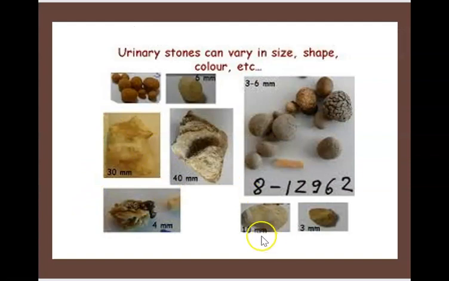So here's a couple different pictures of different types of stones, and you can see they're all different shapes and sizes and even colors. So about 70% of these are going to be made from calcium, and that can be from high amounts of calcium due to diet or disease. Uric acid is going to be about 5 to 10% of those, and that's going to be due to high amounts of uric acid, possibly due to gout.